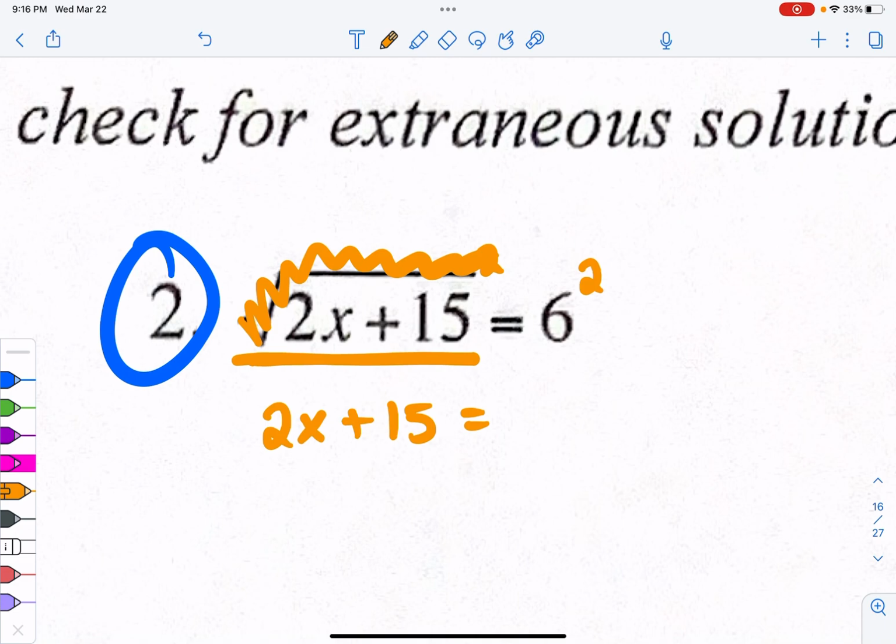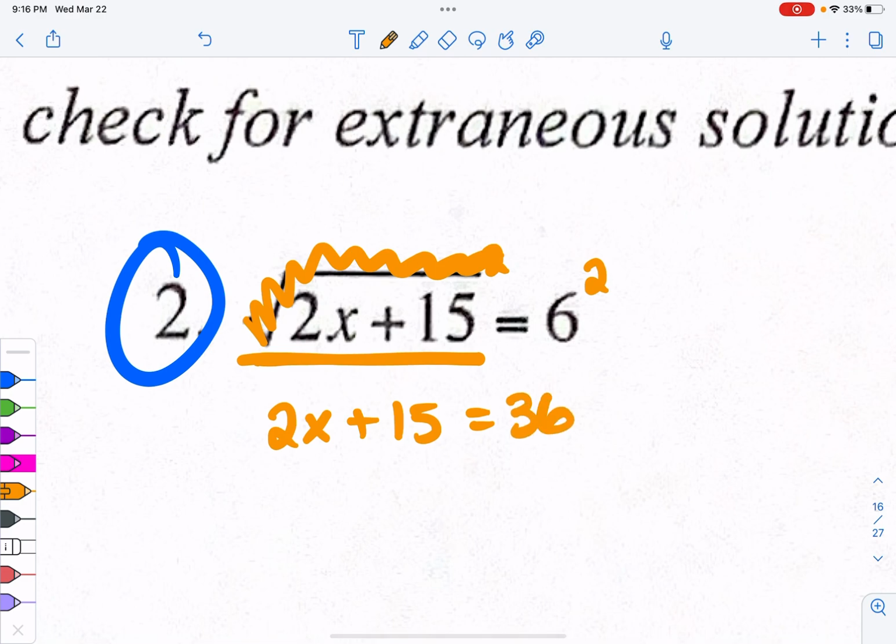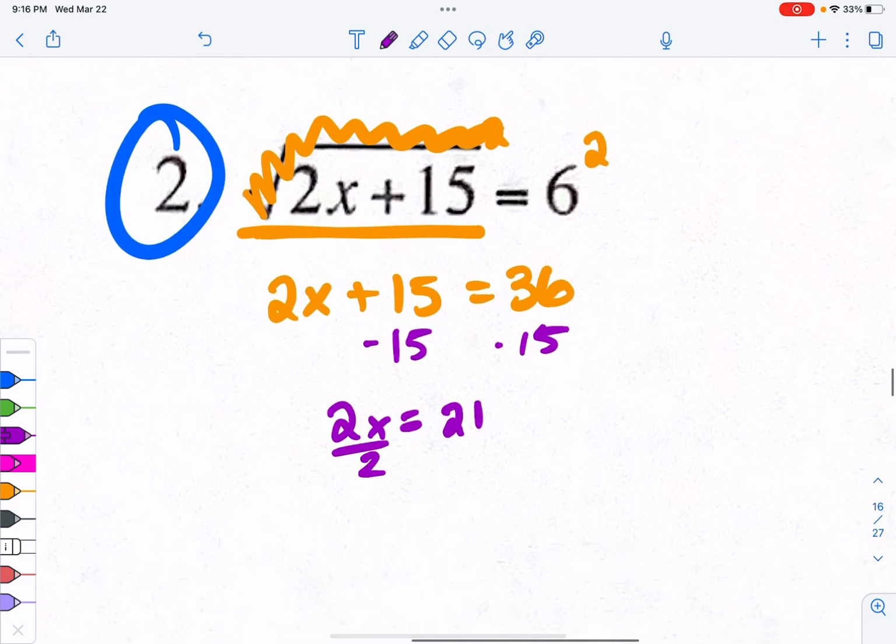So that'll become 36 on this side. And then I just do my math like normal. So I'm going to subtract the 15. 2x is equal to 36 minus 15 is 21, I believe. And if we divide by 2, x is equal to, that'll be like 10 and a half, so 10.5.